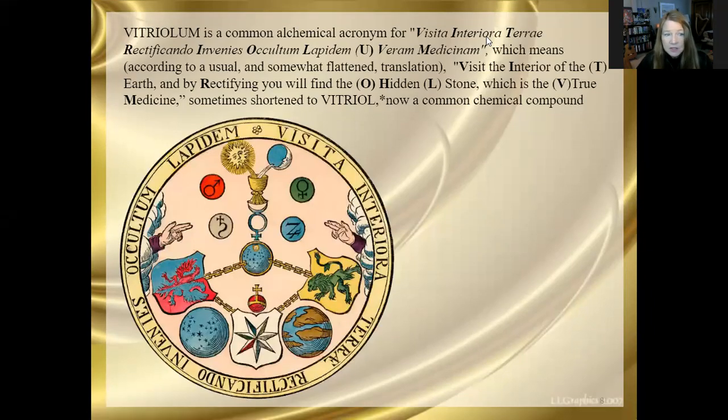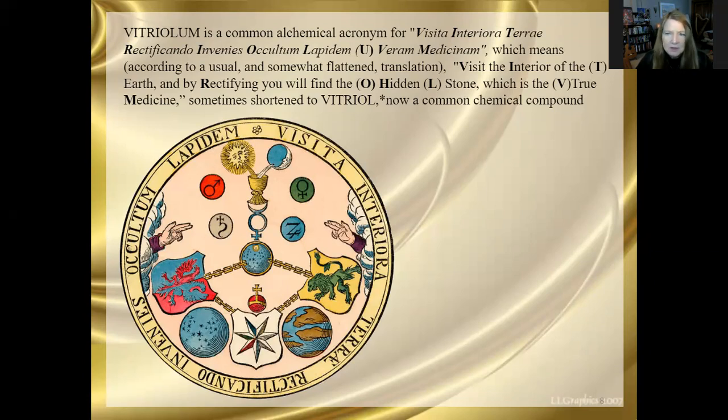Okay, VITRIOLUM is a common alchemical acronym, and as you can see on your screen, it stands for Visita interiora terrae rectificando invenies occultum lapidem verum medicinam, which means, according to a usual, and I would say kind of flattened out translation, visit the interior of the earth, and by rectifying, you will find the hidden stone, which is the true medicine. Sometimes it's shortened to vitriol.